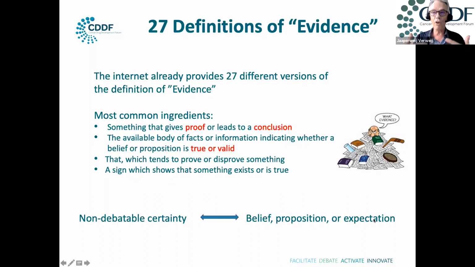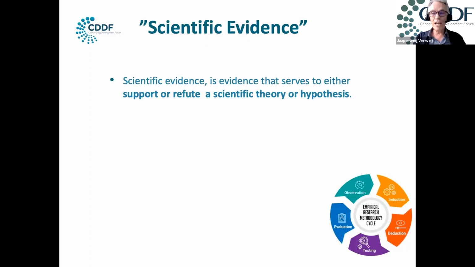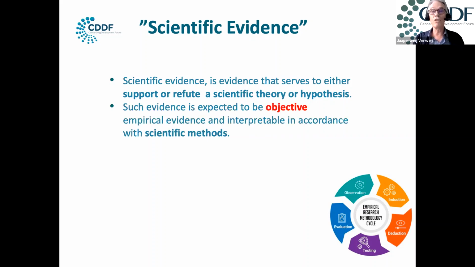So basically we go from belief or a proposition or an expectation, which is subjective, to something that nobody could debate anymore, but everyone accepts as the truth, a non-debatable certainty. If you go to scientific evidence, we go even one step further. In science, belief is called a theory, or it's called a hypothesis that somebody postulates. And that postulate or that theory has to be proven before we consider it actually the truth. And therefore, we have agreed scientific methods that we use to achieve that objectivity.